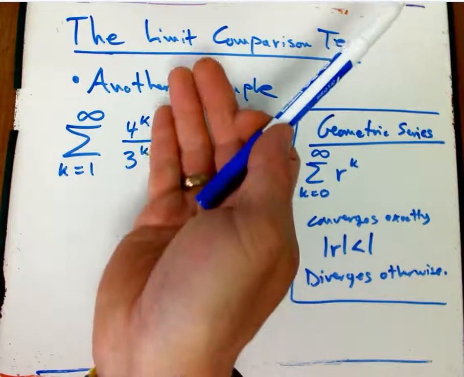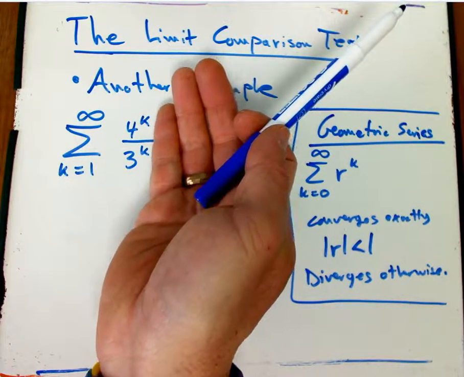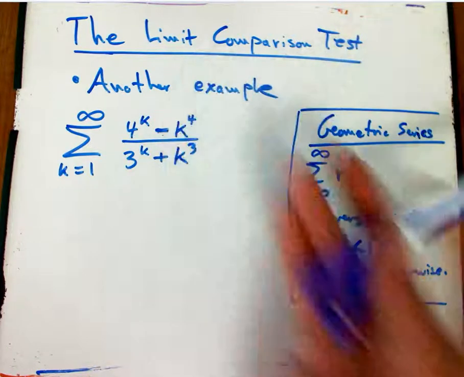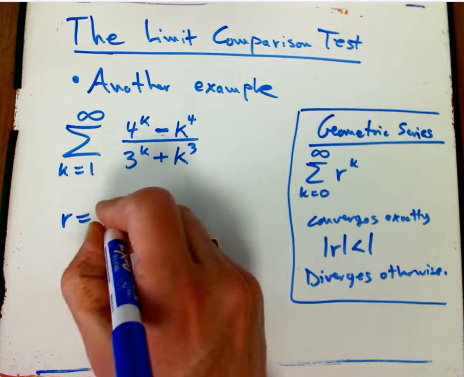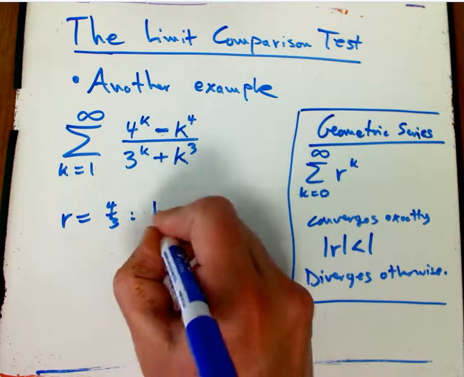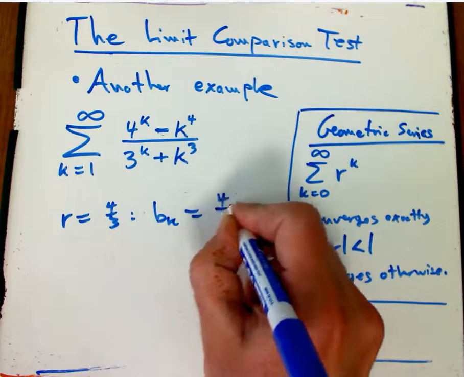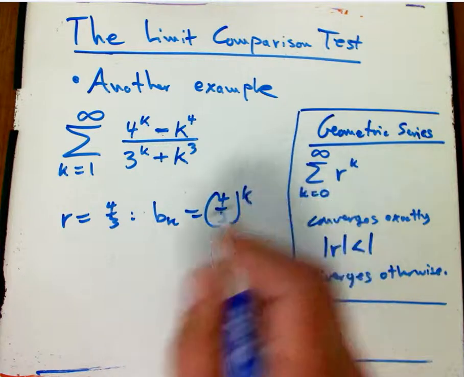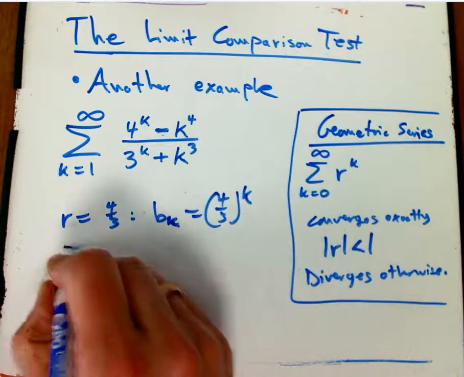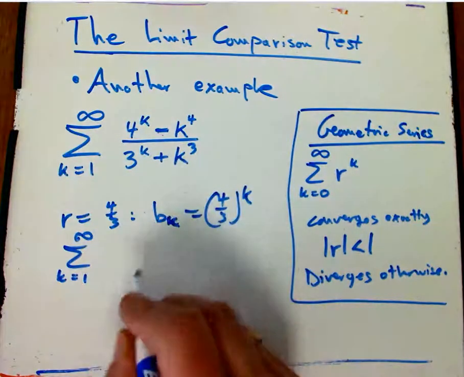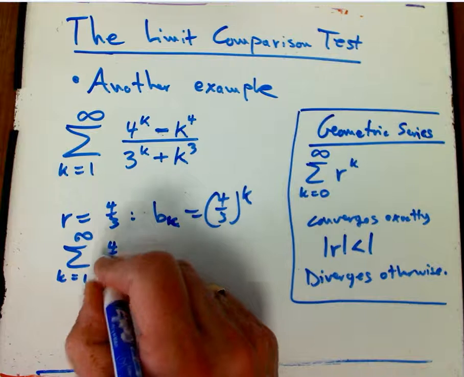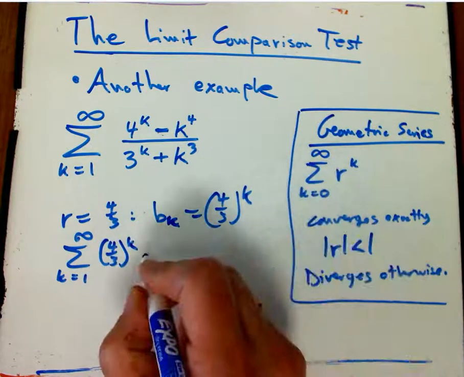When k is really large, this is going to look very much like a geometric series, and the geometric series we're going to compare it to is 4/3. So our b sub k is 4/3 to the k, and we're going to expect, and try to show, that our complicated series diverges because of what we know about geometric series.